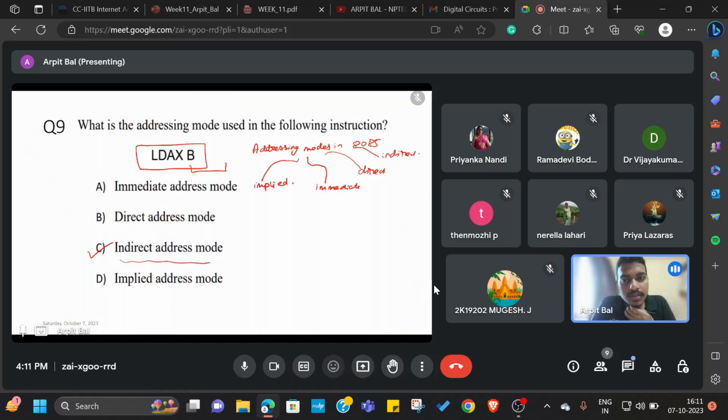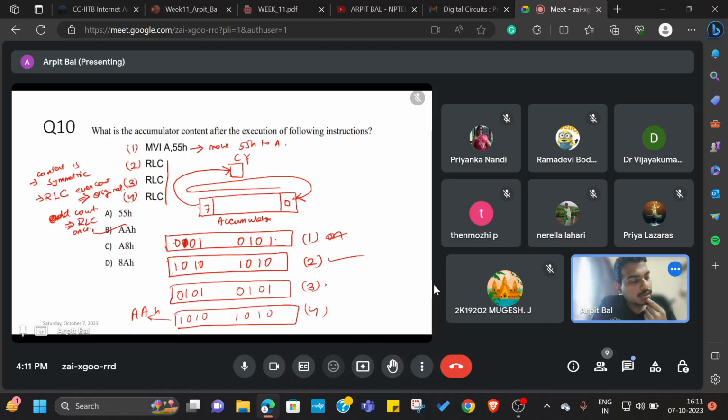Then this question was related to the addressing modes that are available in 8085. LDAX B is a form of indirect address mode. Next, this is also related to the content of the accumulator, but here we use the RLC instruction to figure out the final content of the accumulator.